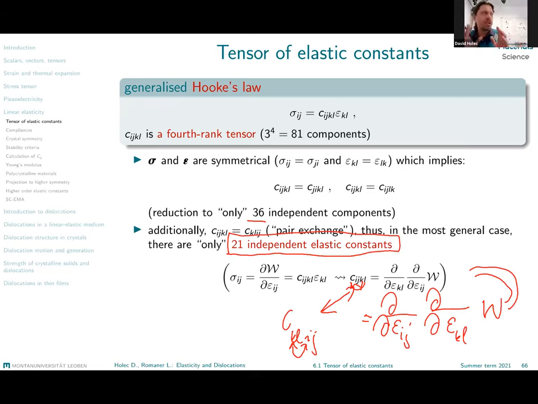So in the most general form, in the most general non-symmetrical material, the number of independent elastic constants is 21. We see a huge reduction by almost a factor of 4 from the general form of the fourth rank tensor, all based on the symmetries required by our definitions of stress and strain and by this mathematical identity.